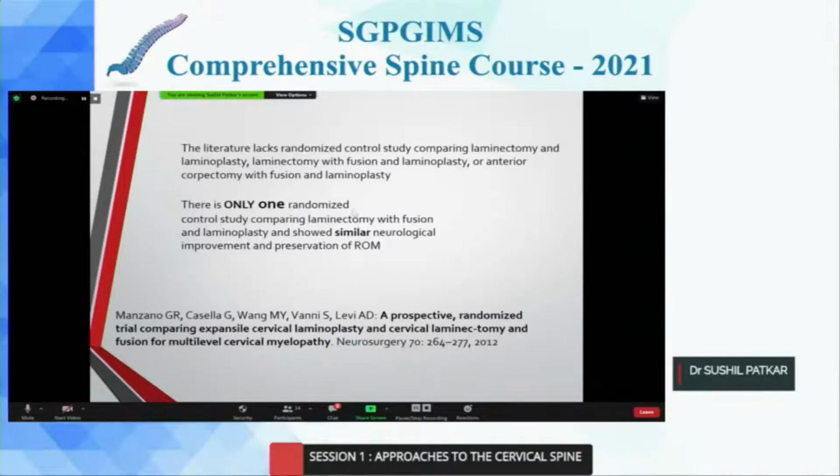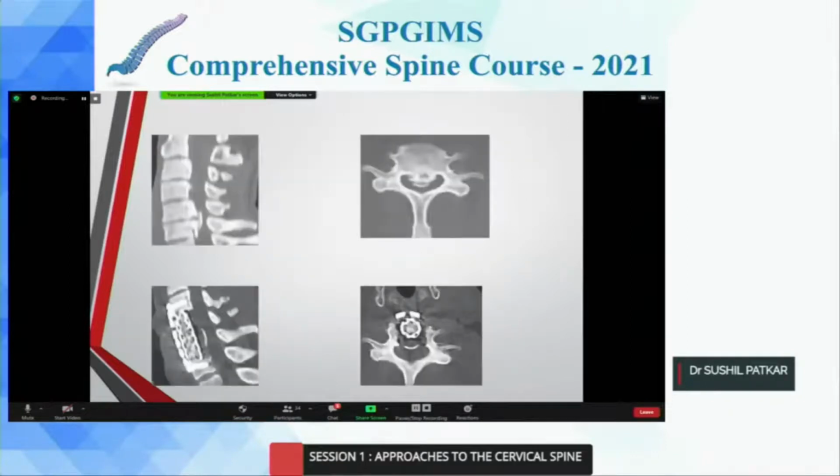There is only one randomized control study comparing laminectomy with fusion and laminoplasty, and it showed similar neurological outcome. There are no randomized control trials comparing each operative option in cervical OPLL. So everybody is doing what they want to do.